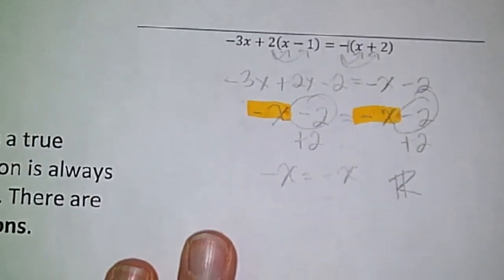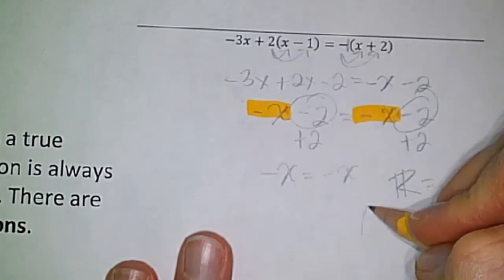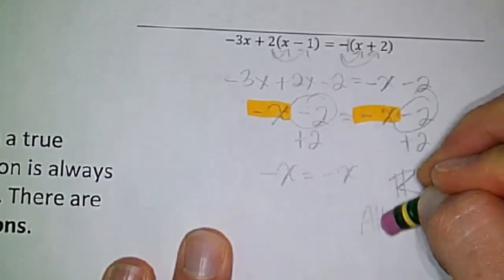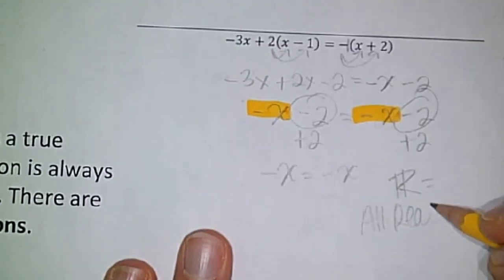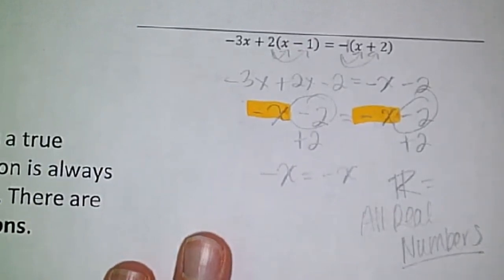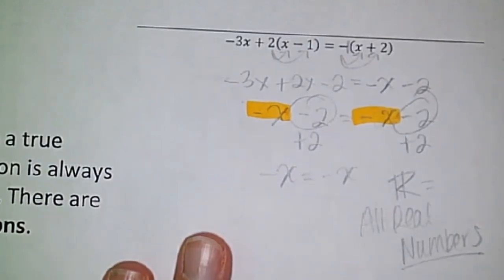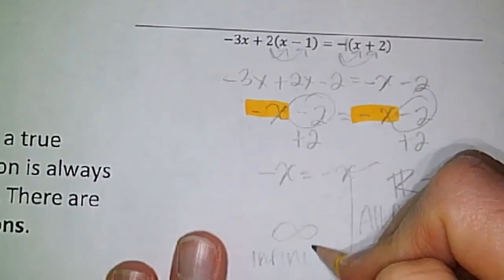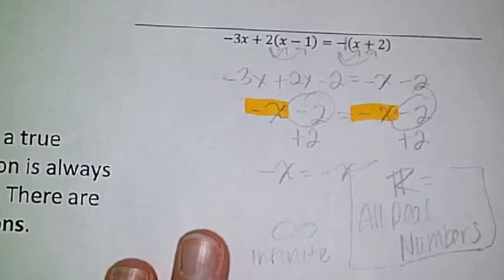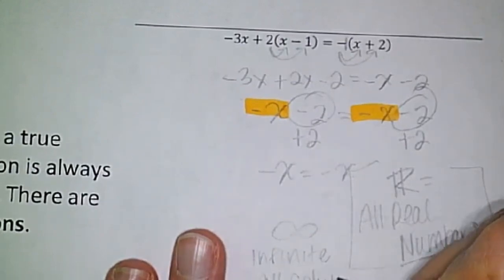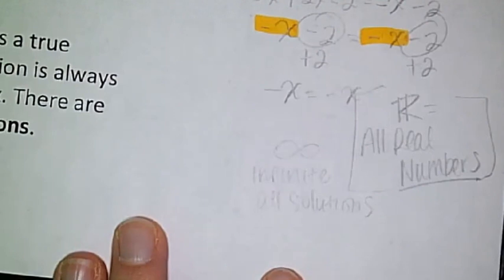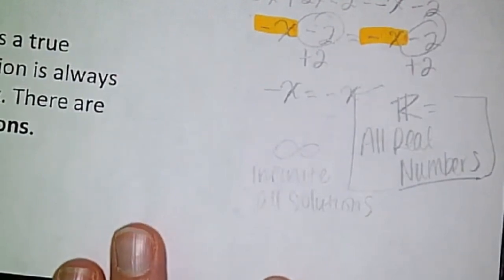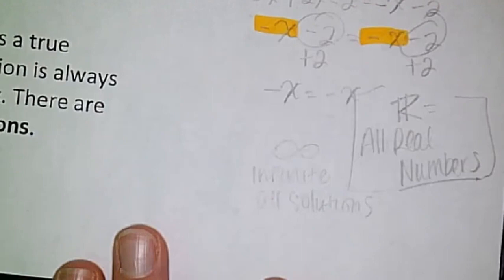I'm going to teach y'all. This is all, I cannot spell, all real numbers. That means that any number that you put into this equation is going to make it true. You could also write infinity. You could write infinite. You can write all solutions. It doesn't matter to me. Does anybody have any questions? Okay, so let's flip it over.